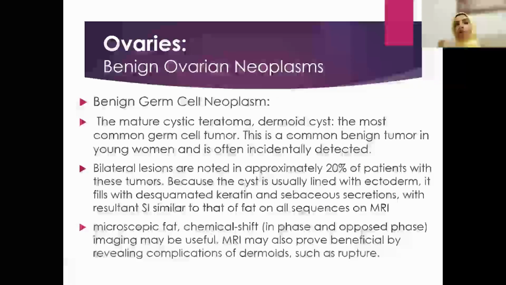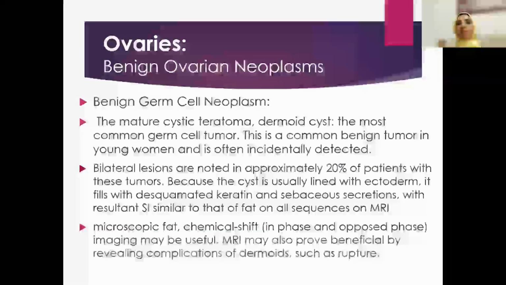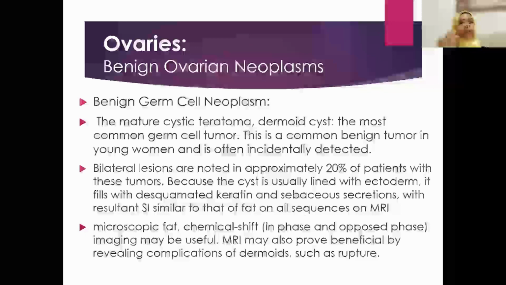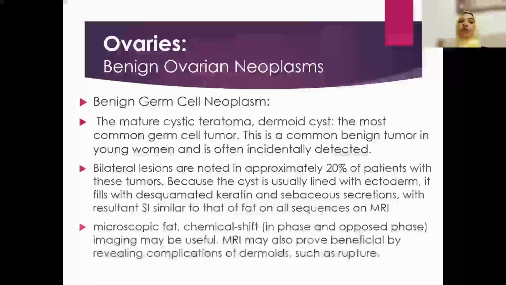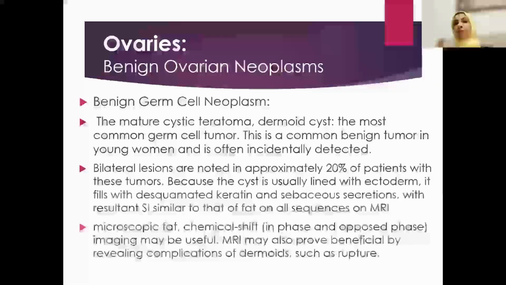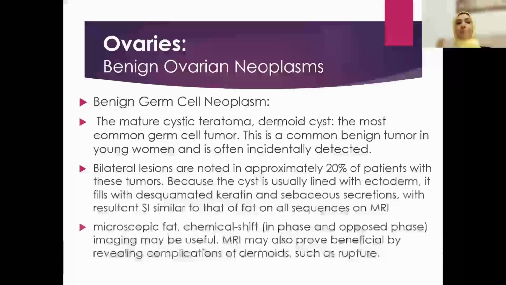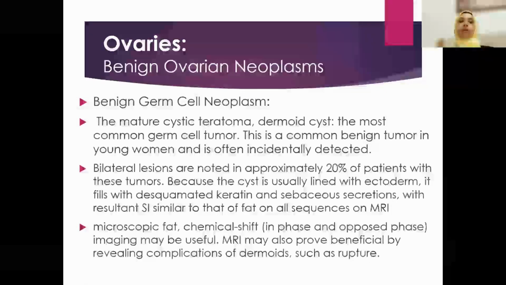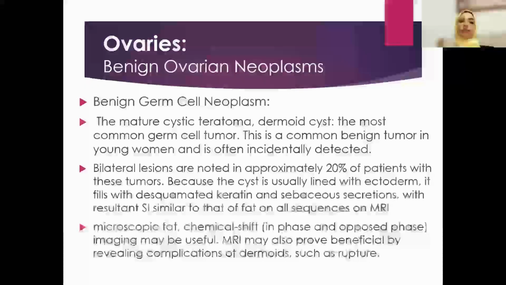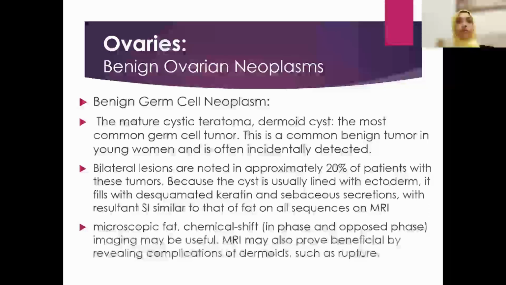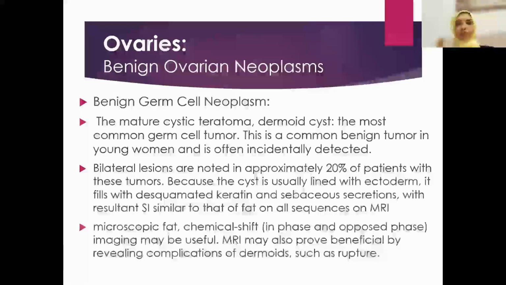Moving to ovaries, and starting with the benign ovarian neoplasm, benign germ cell tumor like macrocystic teratoma or dermoid cysts are by far the most common benign ovarian tumor, usually discovered incidentally in a young woman, and it's not unlikely to be bilateral.